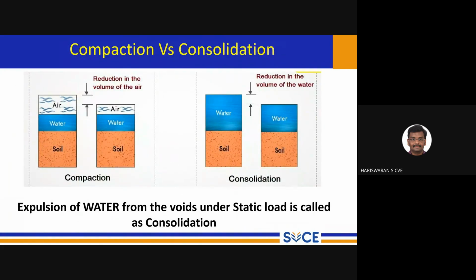You just have a look at this picture. Yes, this picture exactly demonstrates the difference between compaction and consolidation, right? Compaction is nothing but reduction in air under dynamic load. Next, the right-side picture represents the reduction in volume of water under static load, which is called consolidation.